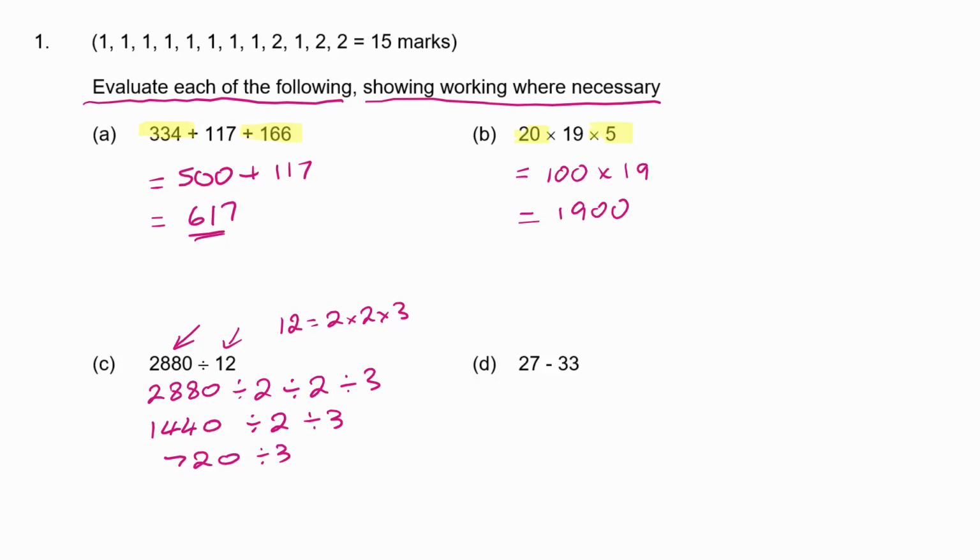Now I know that 72 divided by 3 is 24, or you could use a bus stop at this step. And so what we get is 240.